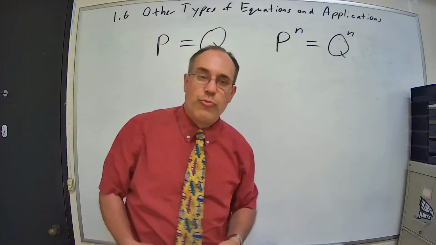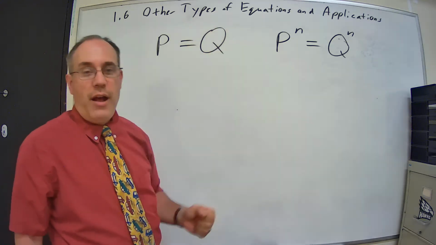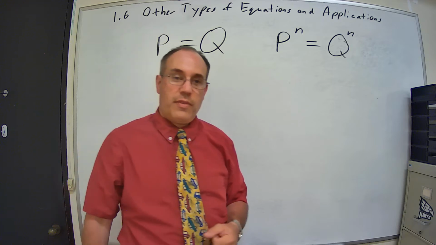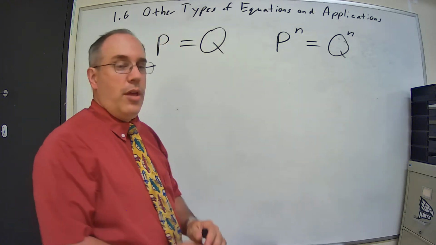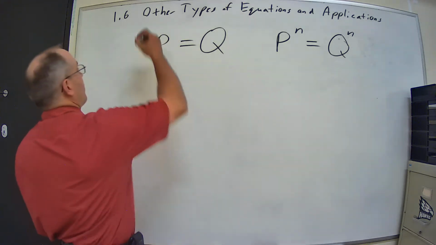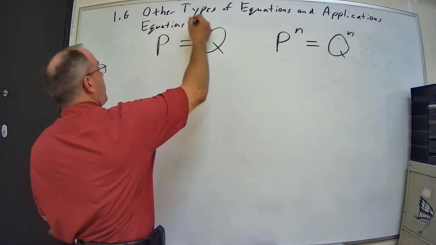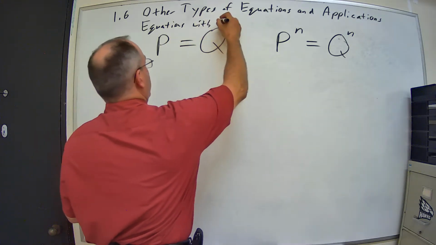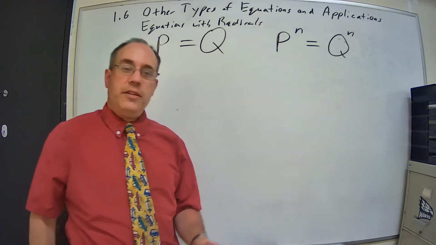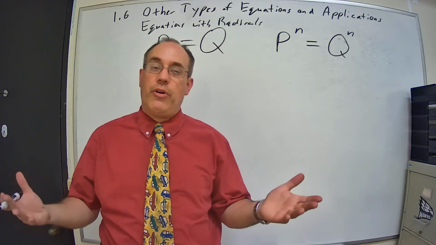Just saying that I can raise both sides to the same power and have an equivalent equation. Okay, so very important for us to know. Well, what does this do for us? Well, if we're dealing with equations with radicals, it means that we can get rid of the radicals by just raising the power of the equation.